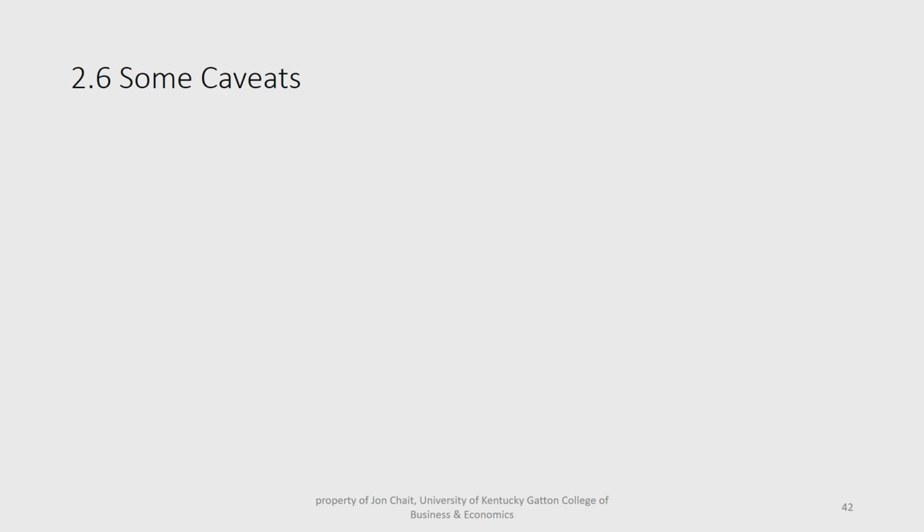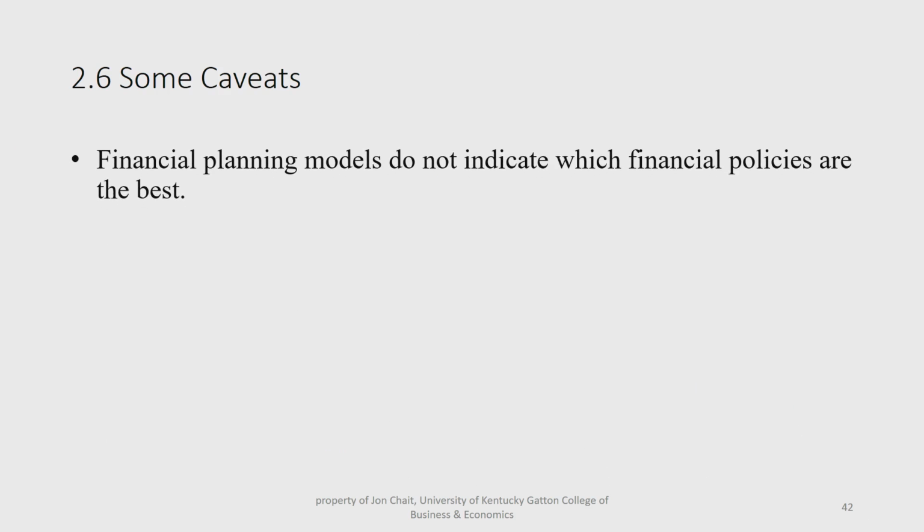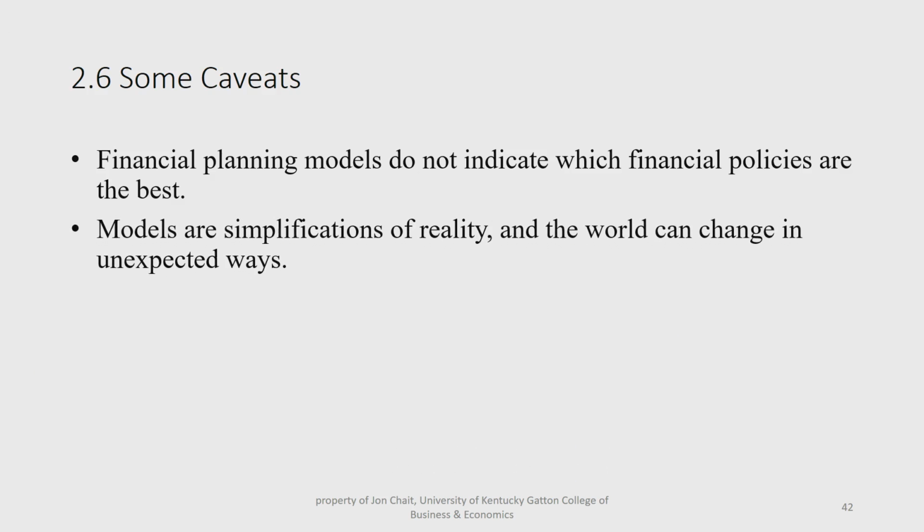So just some caveats when we think about financial planning. Financial planning models are helpful, they're informative, but they don't really tell us qualitatively which financial policies are the best things to do. They are simplifications of reality, and the world can change in very unexpected ways. We will talk at great length in this class about something called the planning fallacy, which is a behavioral characteristic that we in finance took from psychology.